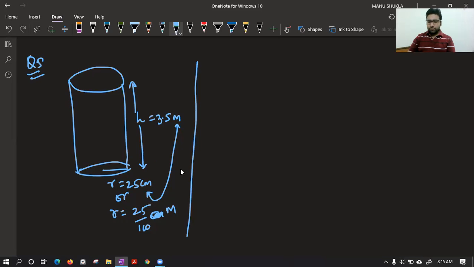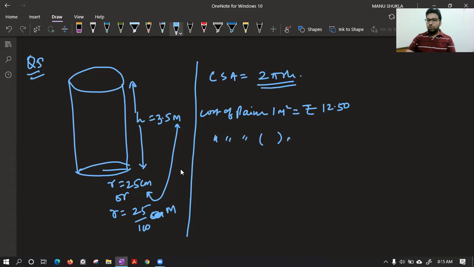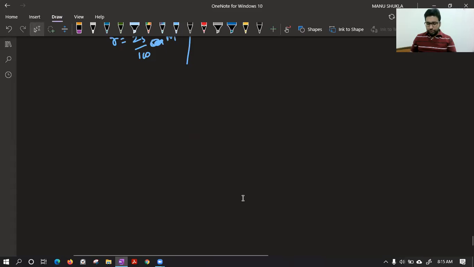Now let us start. What they are saying is find the cost of painting the curved surface. So first of all, we find the curved surface area, that is equal to 2 pi r h. After finding the curved surface area, we have to find the cost of painting. So you can say cost of painting 1 meter square is equal to rupees 12.50, given by them, and whatever area you find here, you will write cost of painting that much area is equal to that much into 12.5. That's it. This question is very easy, you can do it very easily. Now question number 6.